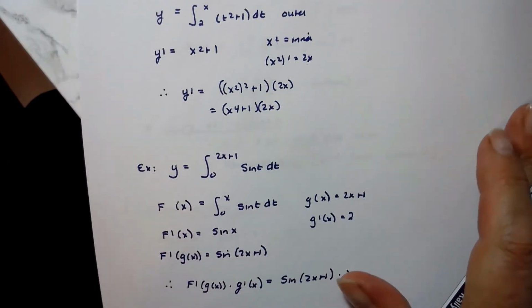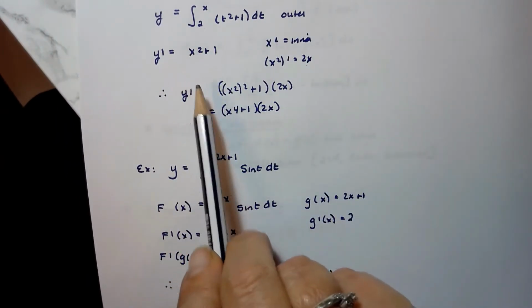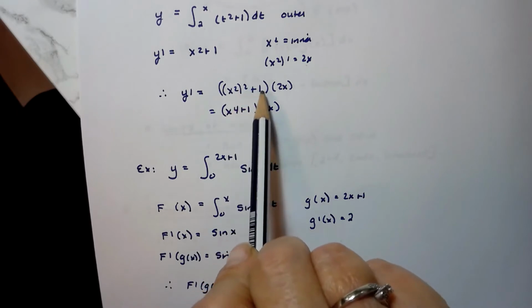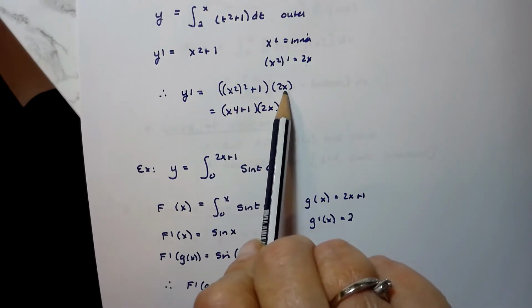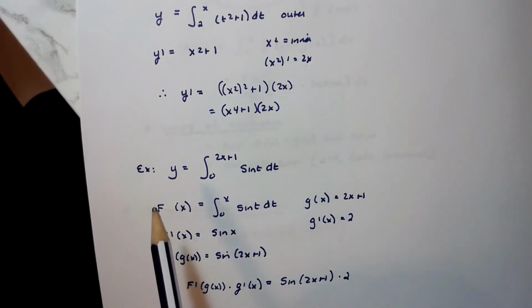So according to the chain rule, we're going to have the derivative of the outer. Now if I recompose that with the inner, I'm going to plug x squared in for every x. So that's going to become x squared squared plus 1, times the derivative of the inner function. And then just cleaning that up a little bit, there's your derivative.